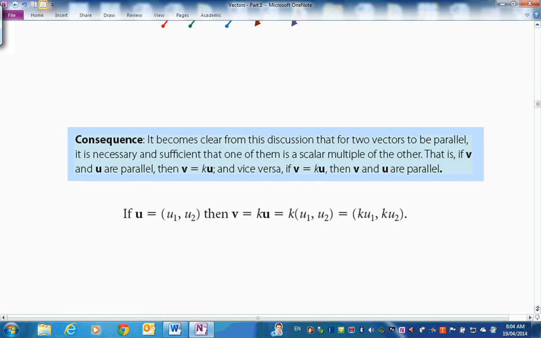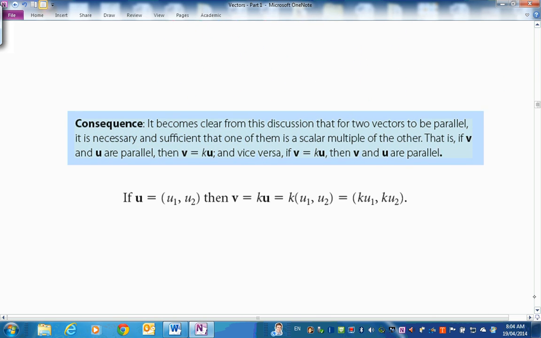Okay, so from just what I said there, this is from Pearson's now, it becomes clear from this discussion that for two vectors to be parallel, it is necessary and sufficient that one is a multiple of the other. So if something's just a number out the front times the other one, we're going to use the word scalar. In other words, just a number, not a vector, just a number. So we're going to use numbers in vector land.